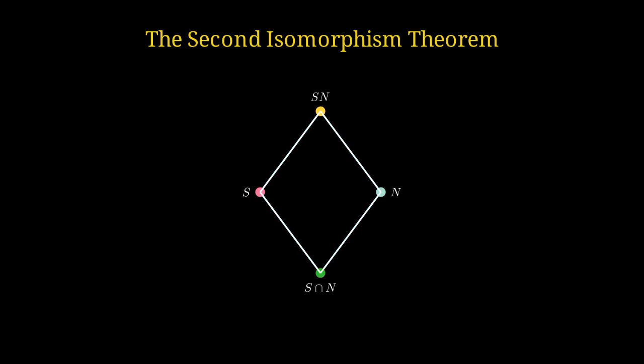Let's explore the second isomorphism theorem, also known as the diamond isomorphism theorem. The theorem is visualized as a diamond shape, showing the relationship between subgroups S, N, their intersection, and their product.